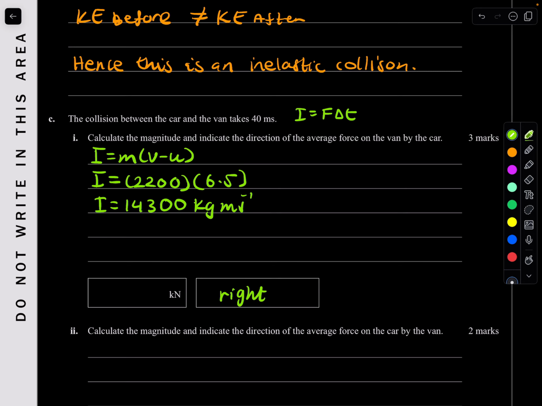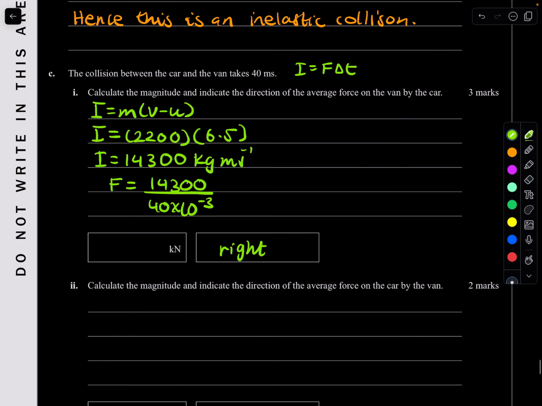And so we got our impulse, and putting it in this formula, what is our force? Force is just your impulse divided by your time, which is 40 milliseconds. Make sure it's in seconds, so times 10 to the negative 3. That's going to give me, to 2 significant figures, 3.6 times 10 to the power of... Make sure it's in kilonewtons. It's just divided by 1,000. So 3.6 times 10 to the power of 2 kilonewtons.